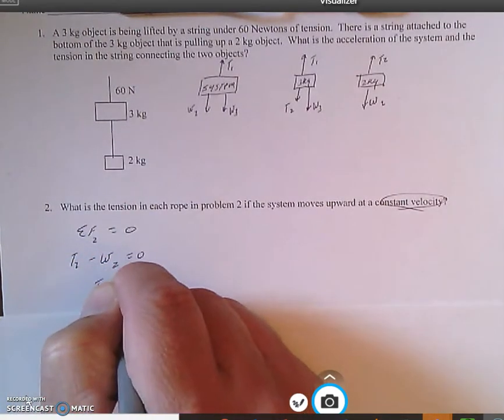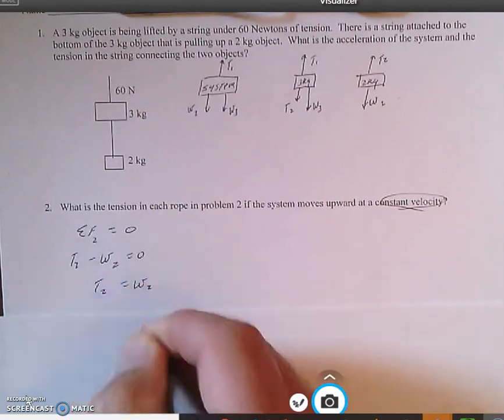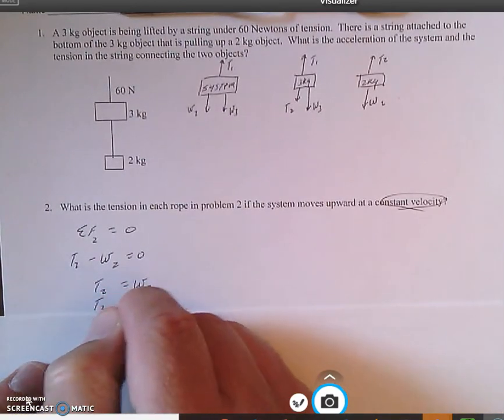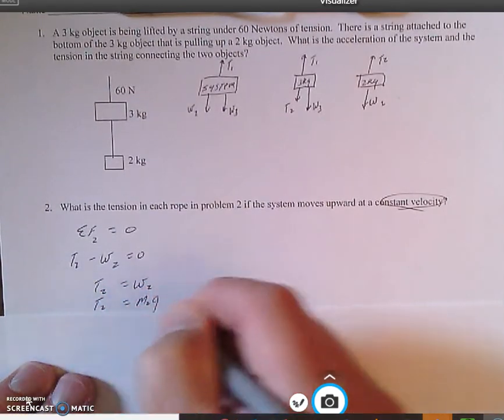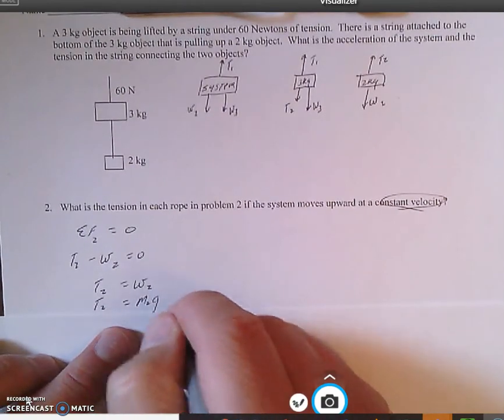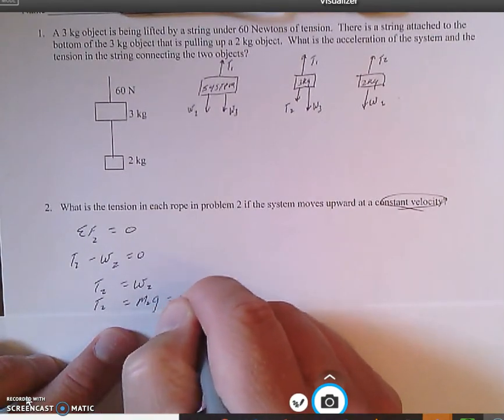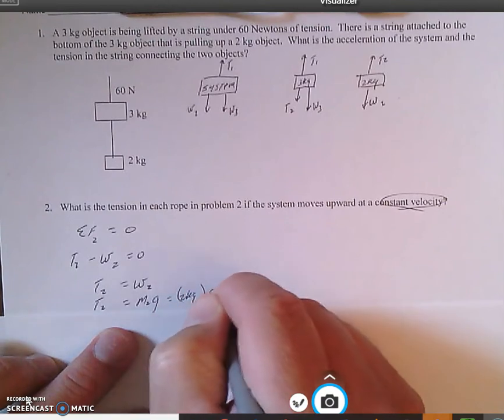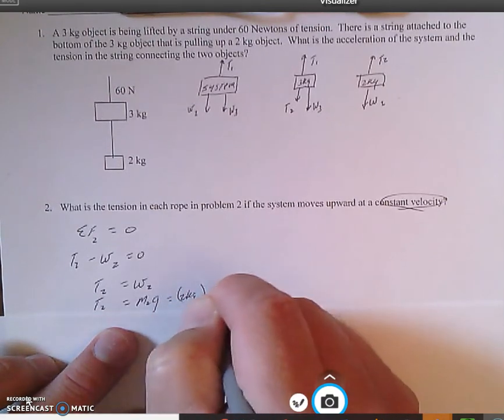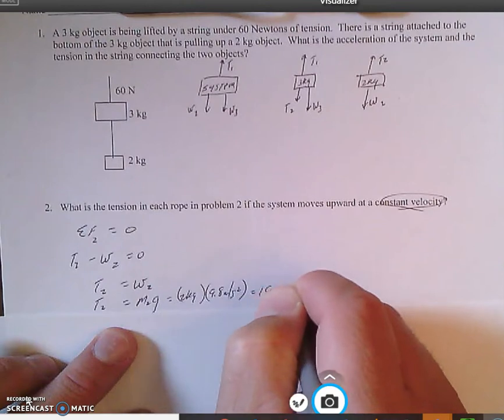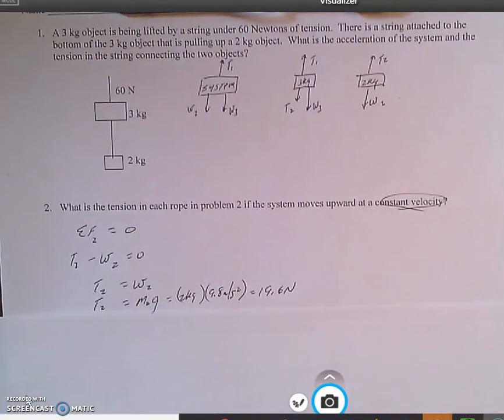And because we have a constant speed, then we know T2 is equal to W2. So T2 is equal to M2 times the acceleration due to gravity, which is 2 kilograms times 9.8 meters per second squared, which is 19.6 newtons. So the tension in rope 2 is going to be 19.6 newtons.